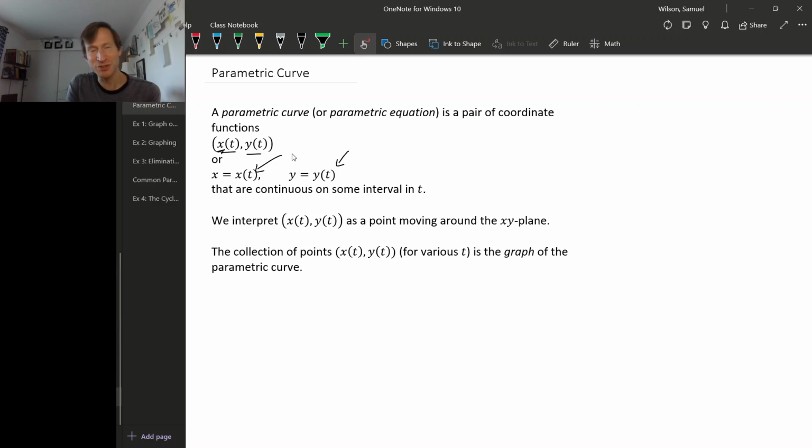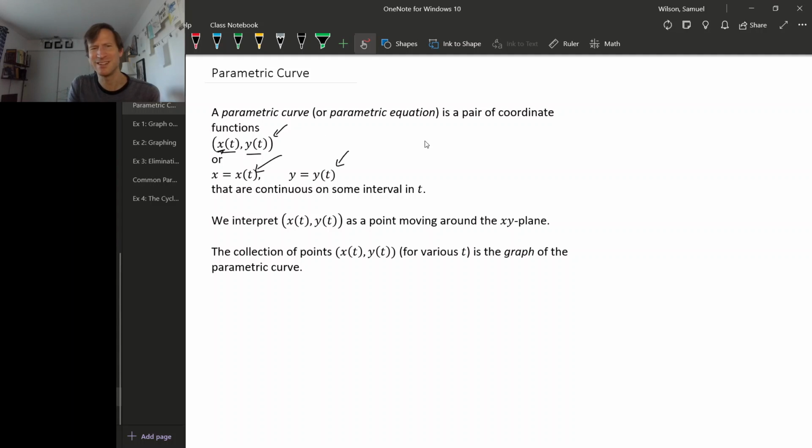Of course, eventually we're going to do calculus with these functions, in which case they have to be differentiable, not just continuous. And our usual interpretation for this kind of setup is that t is time, and these parametric equations describe a point that's moving around in the xy plane. As it moves around, it actually traces out a curve.